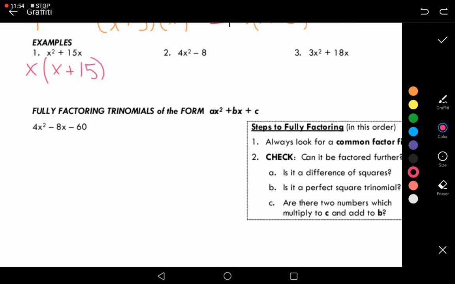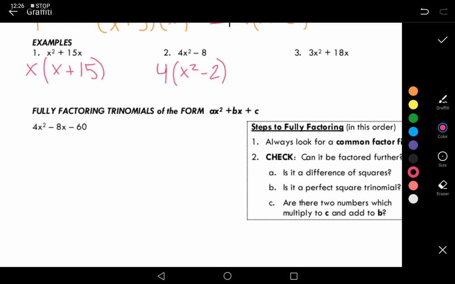We can do 4 divided by 4 and get a whole number, and we can do negative 8 divided by 4 and get a whole number. So we're going to common factor out just 4. When I take 4x squared and divide it by 4, those 4's are going to disappear, so I'm only left with x squared. And negative 8 divided by 4 will give you negative 2. Okay, so that's as far as we can go with these ones. That's fully factored.